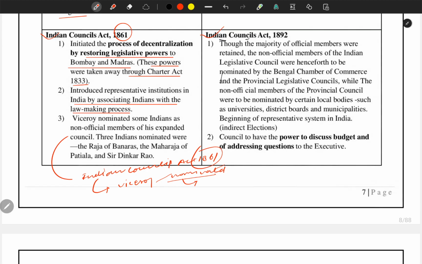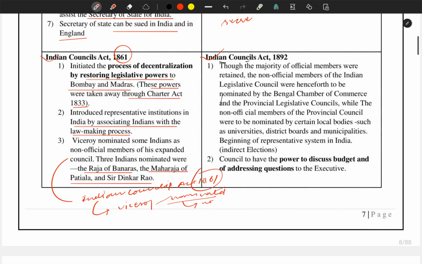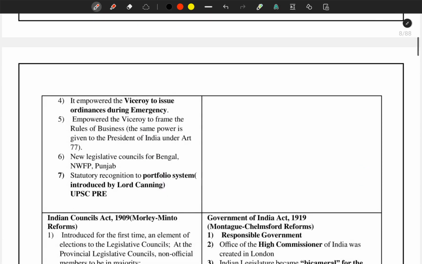Some Indians were appointed as non-official members of his expanded council, and the 3 Indians nominated were the Raja of Benares, the Maharaja of Patiala, and Sir Dinkar Rao. They were basically nominated as non-official members of the Viceroy's expanded council.